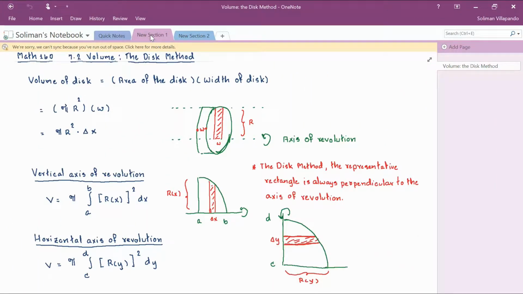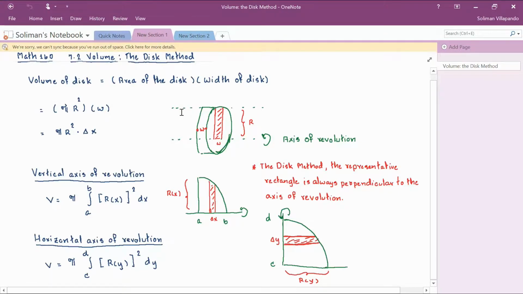This is Calculus 2, Math 160. In section 7.2, we're going to calculate the volume and we're going to use the disk method. Let's take a look at the picture here.